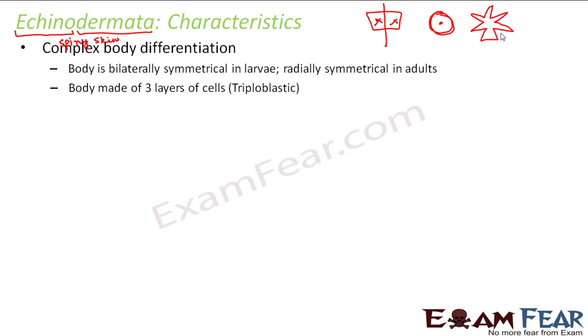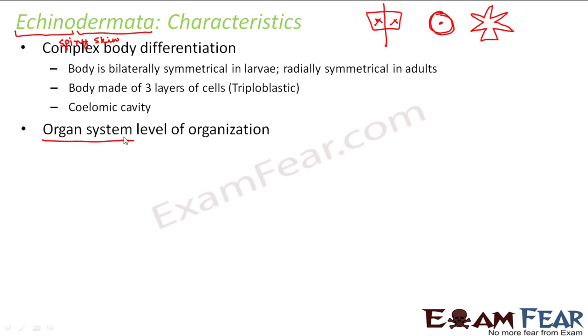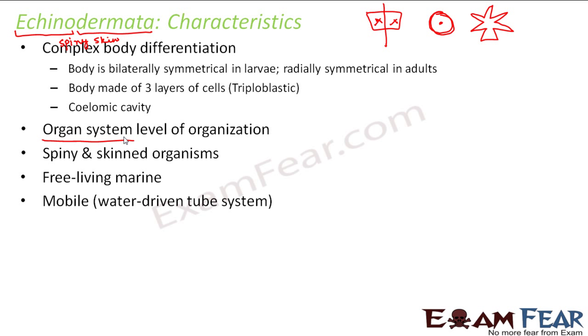Body is made up of 3 layers of cells, so they are also triploblastic. They have a coelomic cavity. It is organ system level of organization. Now I don't need to explain much about all these things because I have already explained. They are spiny skinned organisms. Free-living marine: mostly they are found in marine water, and they are free-living, that is, they are generally not parasitic. They live on their own.